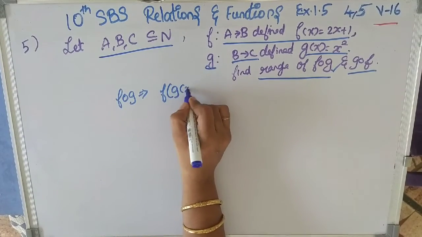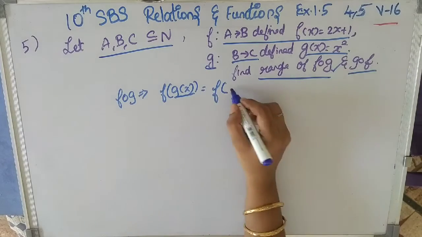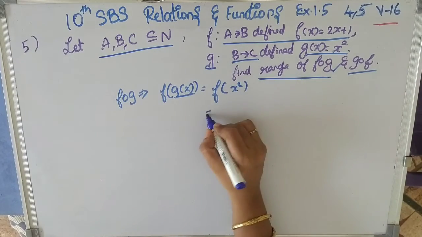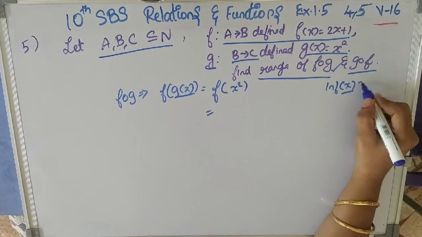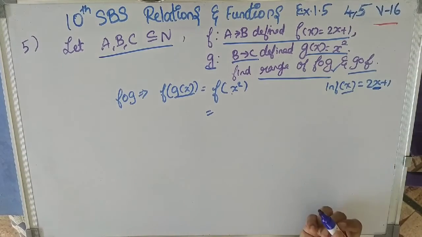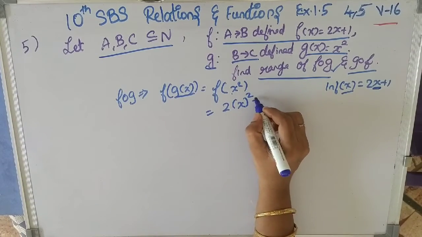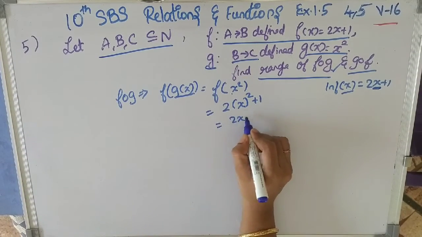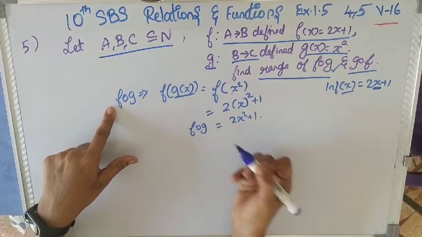What is f dot g? F of g of x, isn't it? That is f of, what is g of x? x squared. That is f of x squared. What is the meaning of it? In f of x, wherever x comes, we have to replace with x squared. So 2 into, instead of x, x squared, plus 1. That is equal to 2x squared plus 1. What is this 2x squared plus 1? It is f dot g.